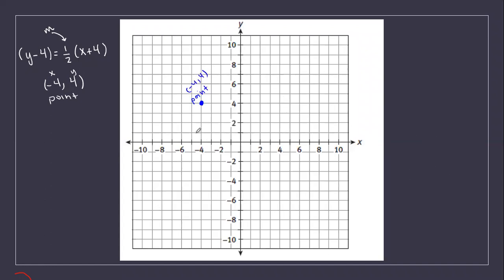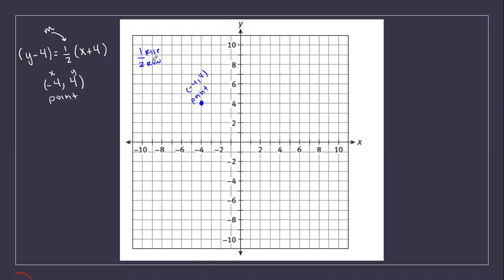Then from this point, you're going to use your slope. Your slope is 1/2. So your rise over run is 1/2. So that means you're going to rise 1 and run 2. That's what it's telling you what to do with your slope.